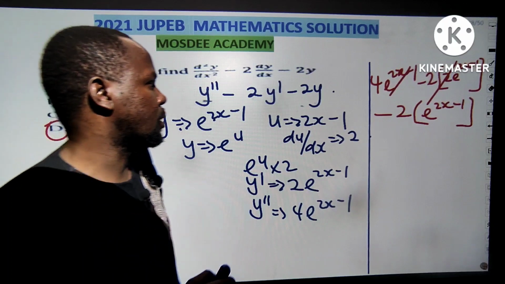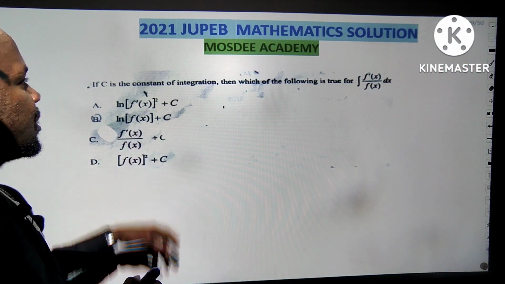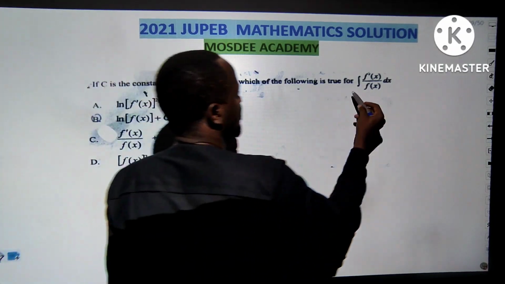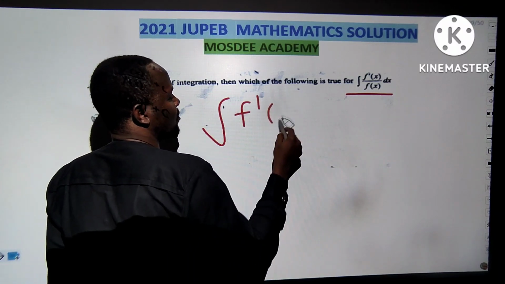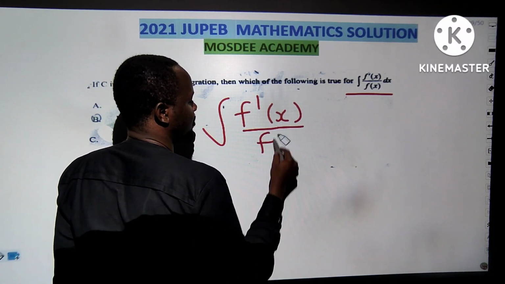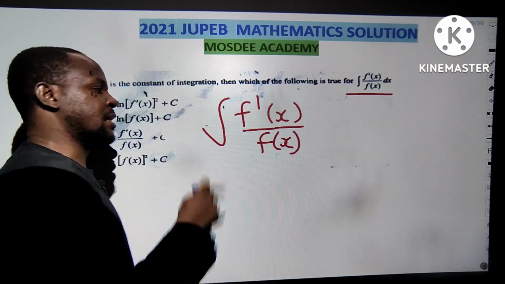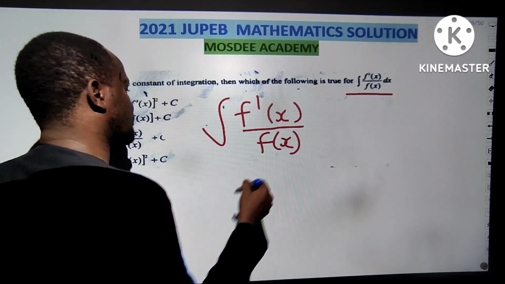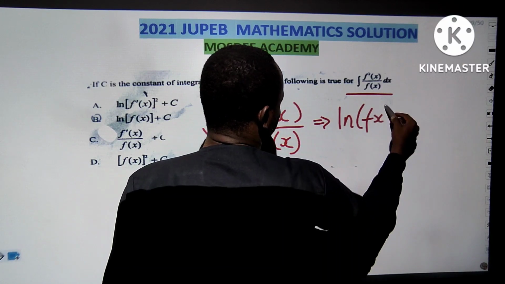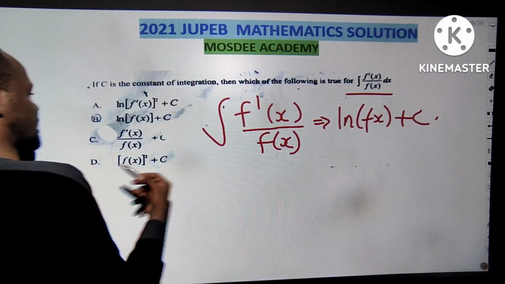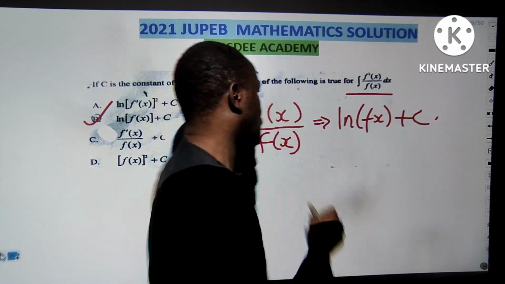Next one. If c is a constant of integration, which of the following is true? This is formula based: f prime of x over f of x. Derivative of a function over the function is going to give us ln f of x plus c. So that's it. I don't think this one is something to solve. That's a formula, one of the methods we use for integration.